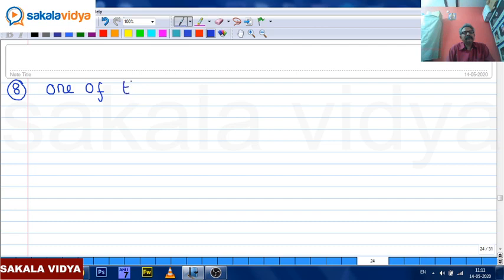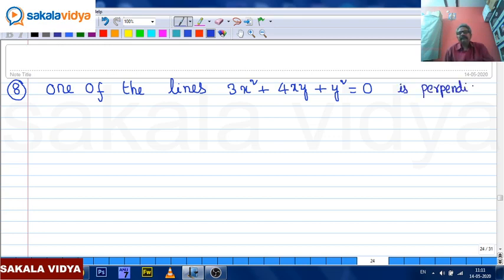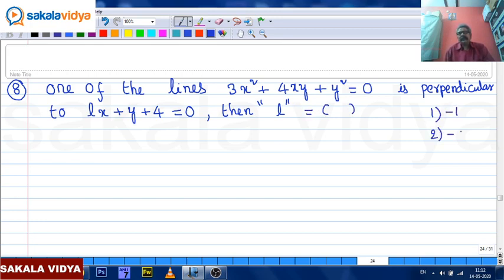One of the lines 3x square plus 4xy plus y square is equal to 0 is perpendicular to Lx plus y plus 4 equals to 0, then L. First option -1, second option -2, third option -3, fourth option 0.